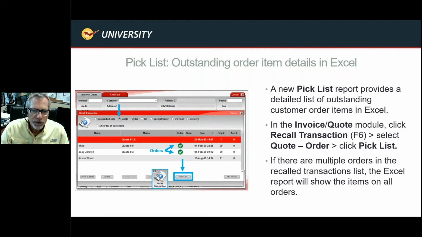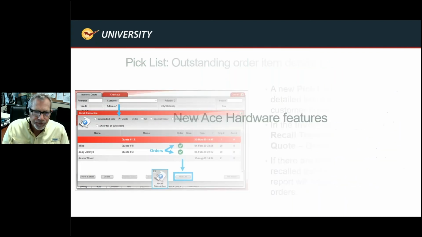So if there are multiple orders, as I mentioned, multiple orders in there, it will put every one of those in the same Excel report, but it will break them out by a space. So you can print or use any information from that Excel spreadsheet.